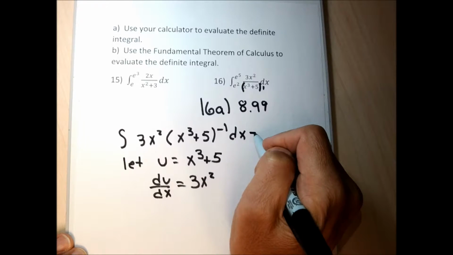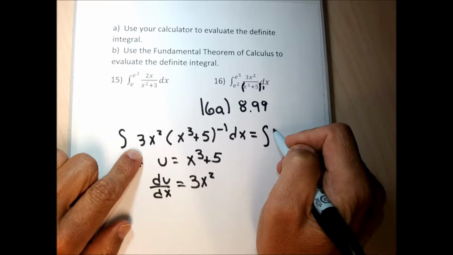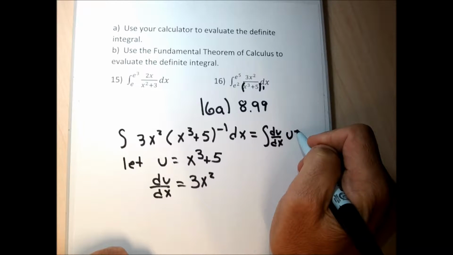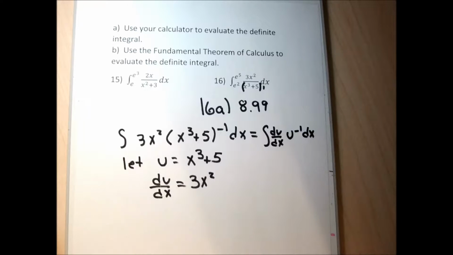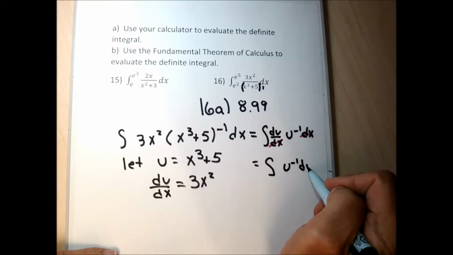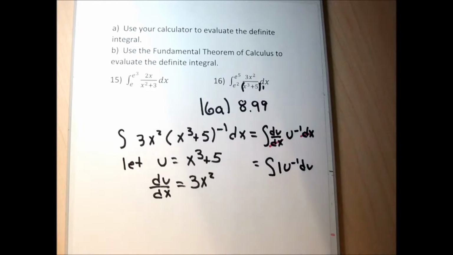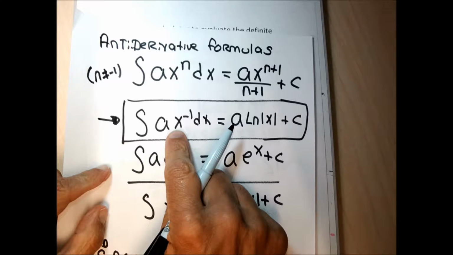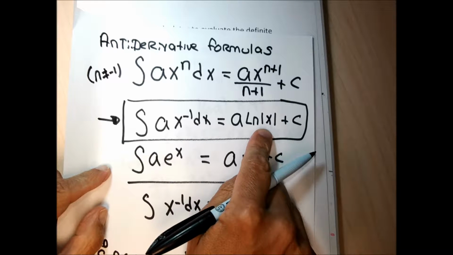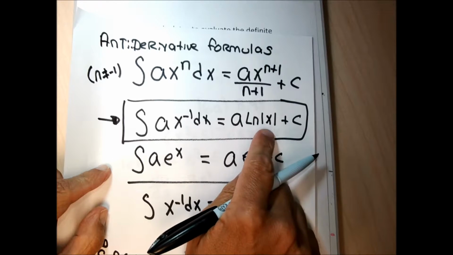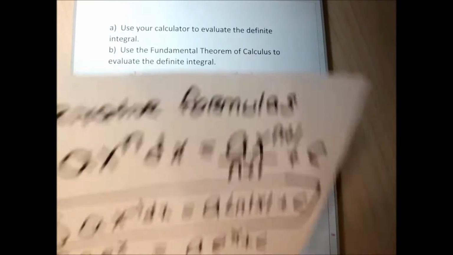So I'm going to rewrite this, and in for the 3x squared, I'm going to put a du dx. In for the x cubed plus 5, I'm going to put a u. And I still have the dx, but I'm going to cancel the dx. And so this is really the integral of u to the negative 1 du, or if I want to, 1u to the negative 1 du. And the integral when you have a number times x to the negative 1 power is that number times the natural log of x. In my case, these x's are u's, and my a is a 1, so it's going to be 1 times the natural log of u in an absolute value.